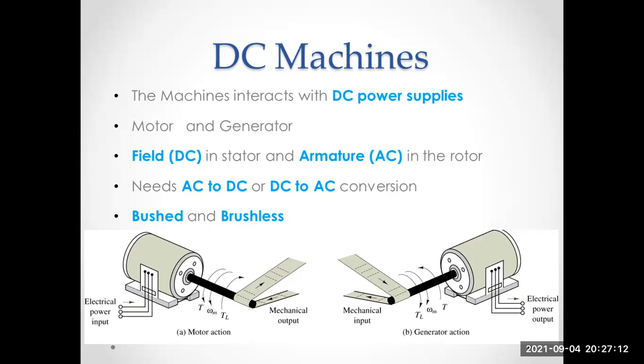Got my point? As I mentioned in the third point, the field is generally DC, it takes DC current, and armature generally has AC current flowing through it. If that is the case, then some conversion is required. This conversion depends on the operation of the machine. Depending on whether it is motor operation or generator operation, the conversion required varies.